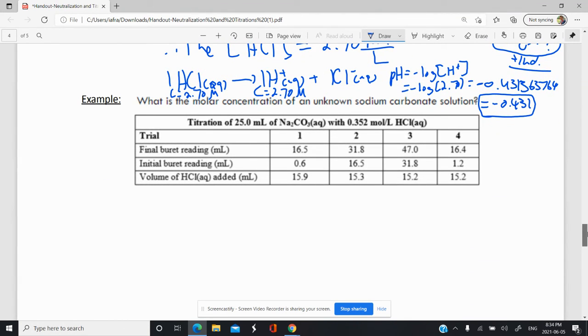In the next video, we're going to take a look at a titration problem that involves data collection to see what it would look like if you were doing this in the lab.